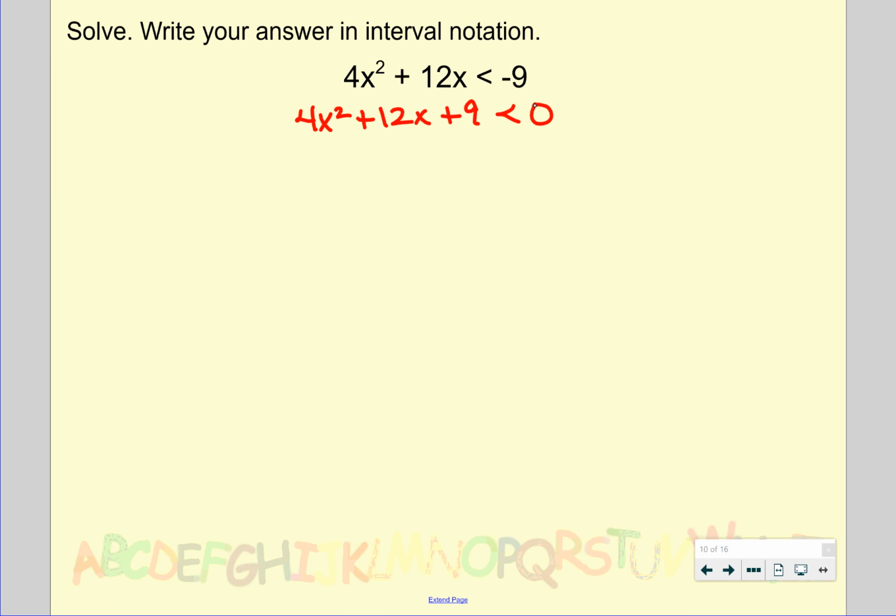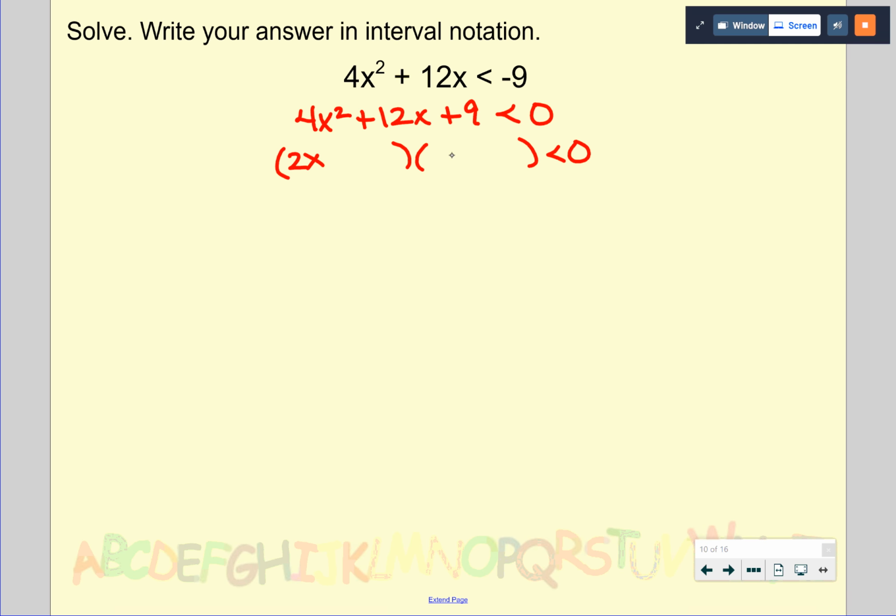So those are options. This one's not too bad to factor because 4x squared and 9 are both perfect squares on the front and the back there. You're going to have a special case of factoring here. You're going to get the same parentheses twice. So what times itself can give you 4x squared? 2x, that's going to go in the front. What times itself can give you 9? 3, so that's going to go in the back.